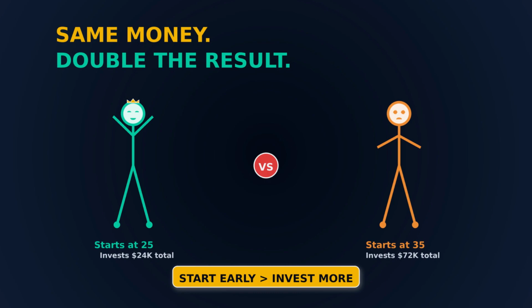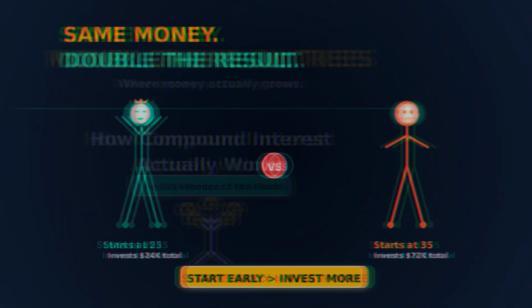Two people invest the same amount of money. One starts at 25, the other starts at 35. By retirement, the first person has nearly twice as much, despite investing the exact same total amount. How? The answer is compound interest, and once you understand it, you'll never look at saving the same way again.